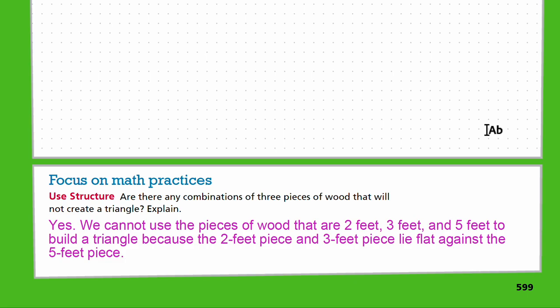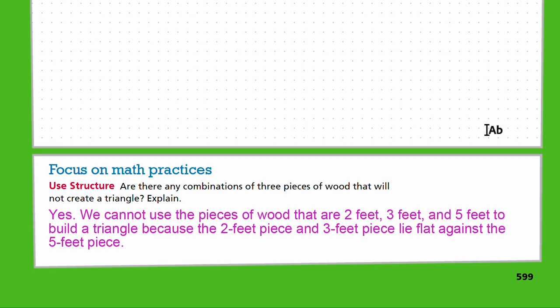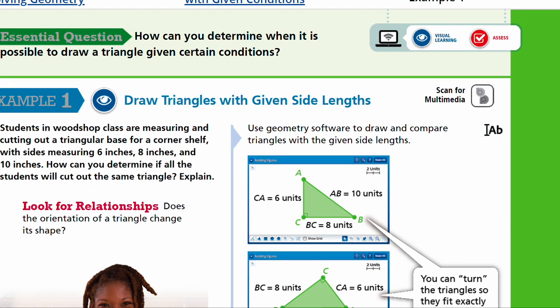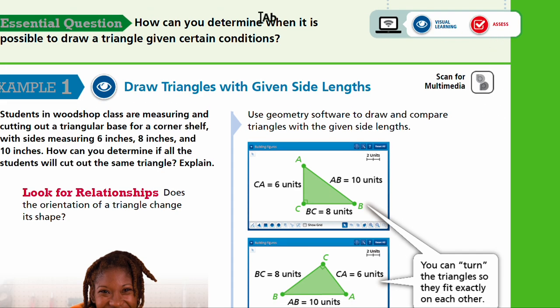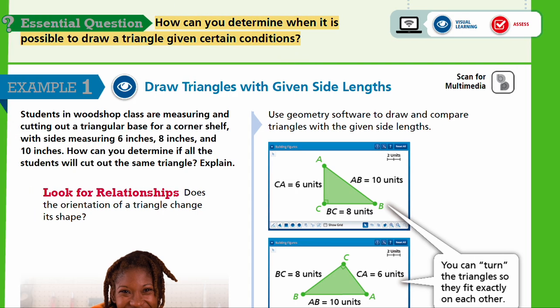So yes, there is definitely a rule about the size of a triangle. You learn this again in geometry. There's a theorem about this. Let's look at the actual lesson. The essential question for this lesson is, how can you determine when it is possible to draw a triangle given certain conditions? So we're going to talk about triangles in this lesson.